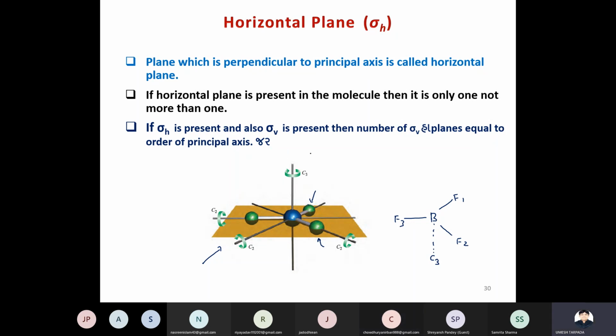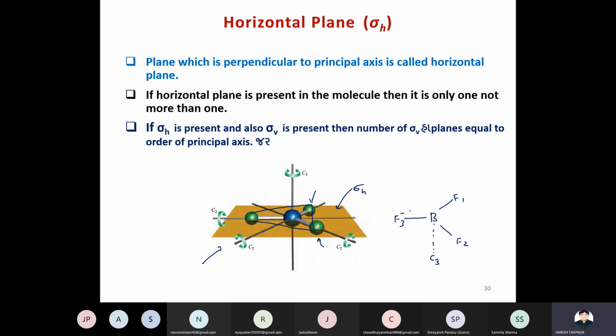So see, our definition is a plane which is perpendicular to the principal axis. Here the principal axis is C3, so the perpendicular plane is this one passing through all these atoms including boron. The yellow color plane, see. All the atoms are found in the plane, so you are not getting a mirror image. You only get mirror images of those atoms which are on the right side or left side, or above or below the plane. Atoms that are in the plane will never give you a mirror image. So this is your sigma h.